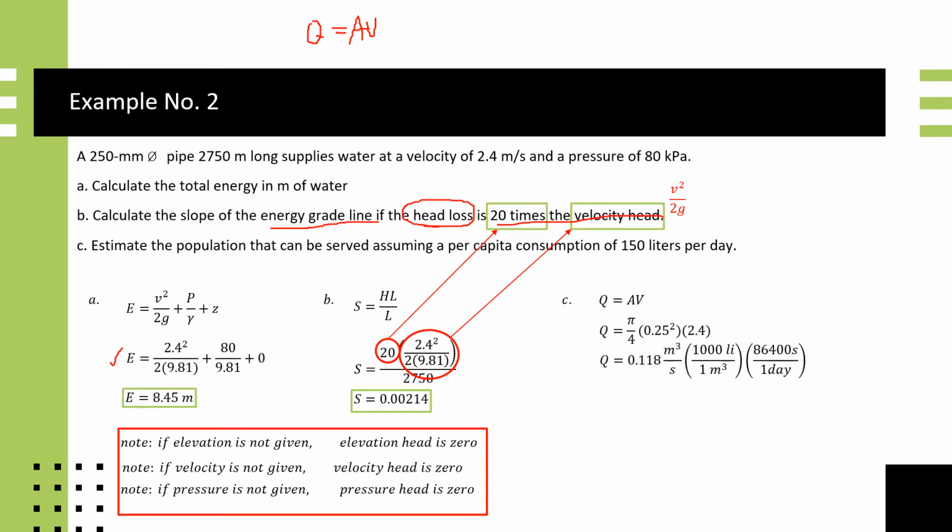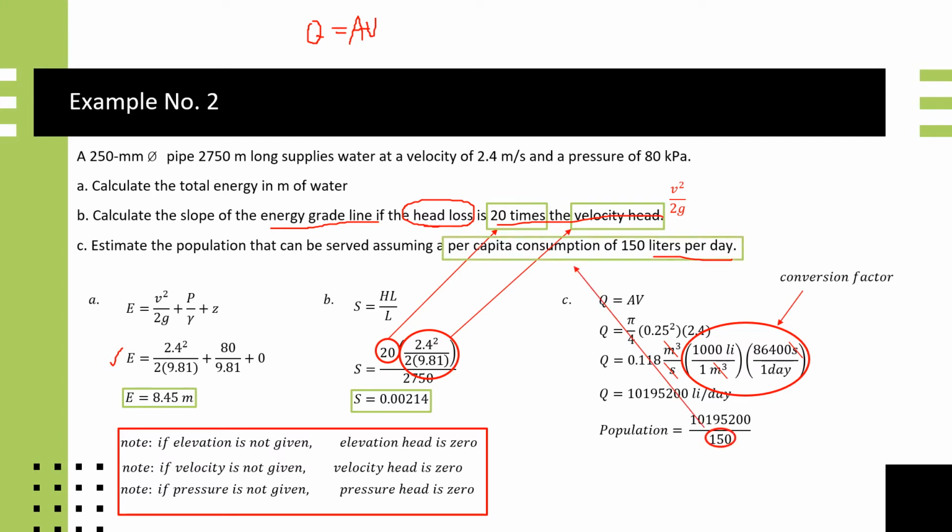Kaso nga lang, naka-liters per day ito, kaya i-liters per day din natin to. So, these are the conversion factors. And then, cancel out like units. So, cubic meters, seconds. So, natira is liters per day. So, 0.118 times 1,000 times 86,400. So, that will be equal to 10,195,200 liters per day. So, kung gusto mo lang kunin ang population, i-divide mo lang yan dun sa 150 liters. So, 10,195,200 over 150. The answer is 67,968. Final answer. So, ganun lang. Ayan, next na.